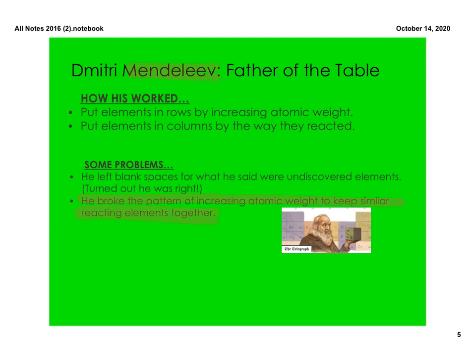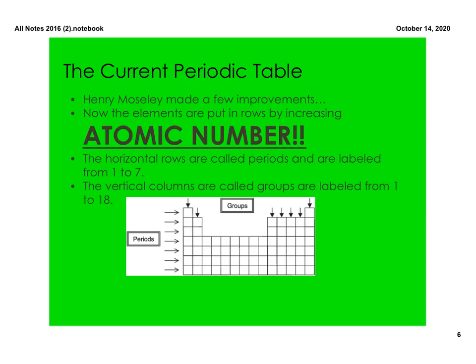modern periodic table. So Henry Moseley refined Mendeleev's periodic table. He made a few improvements, and now the elements are put in rows by increasing atomic number. So this is how it's currently organized. If you look at our current periodic table and you start here at hydrogen and you move across a row, and then you move down to the second row and you move across, you'll notice that the entire periodic table reads like a textbook, and so the atomic number is increasing all the way down the periodic table.